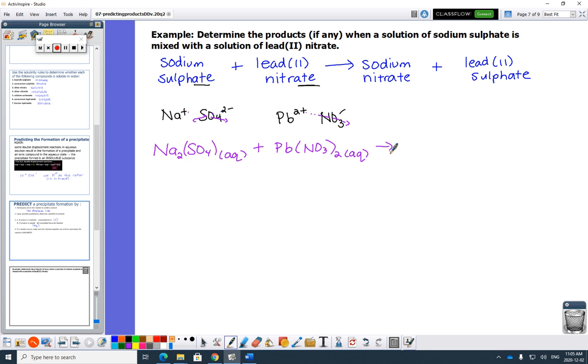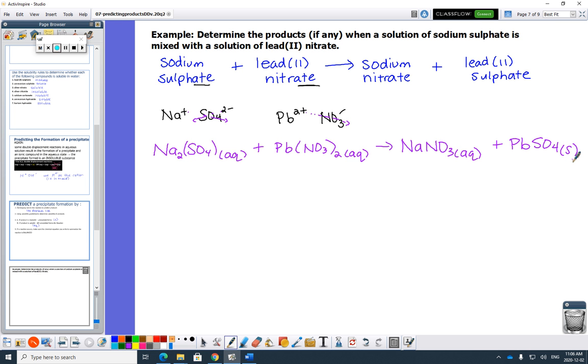So now sodium and nitrate are both 1s. We just said it was soluble. And then lead and sulfate are both 2s. And I sort of snuck it in there, but again, you can always check. Number 9, sulfate. Calcium, strontium, barium, radium, silver, mercury. Oh, there it is. There's lead too. And it's insoluble, so that makes it the solid.